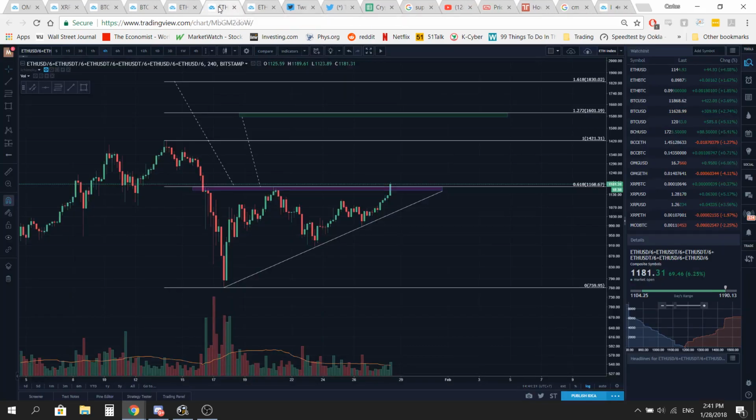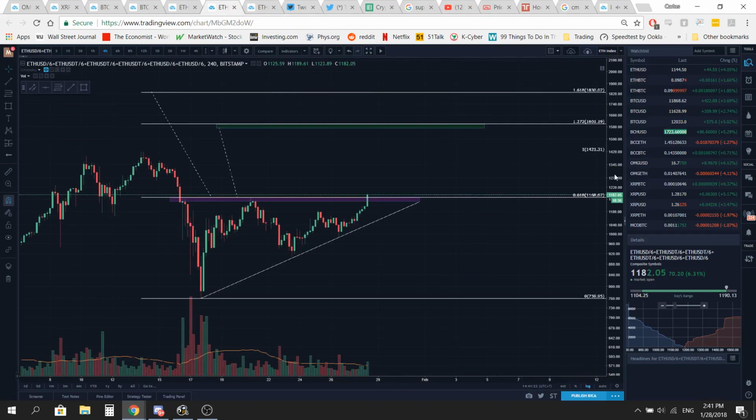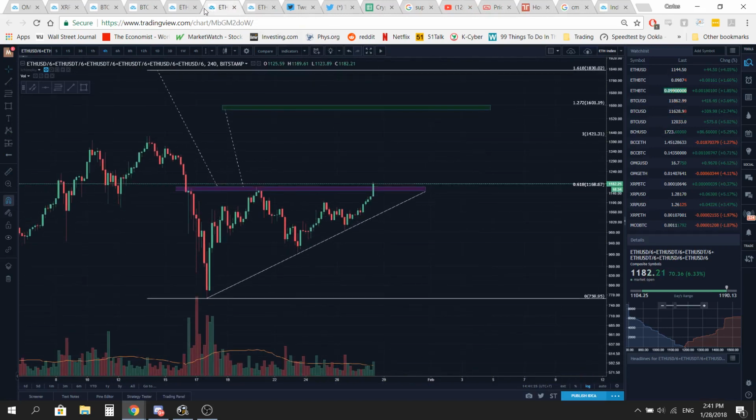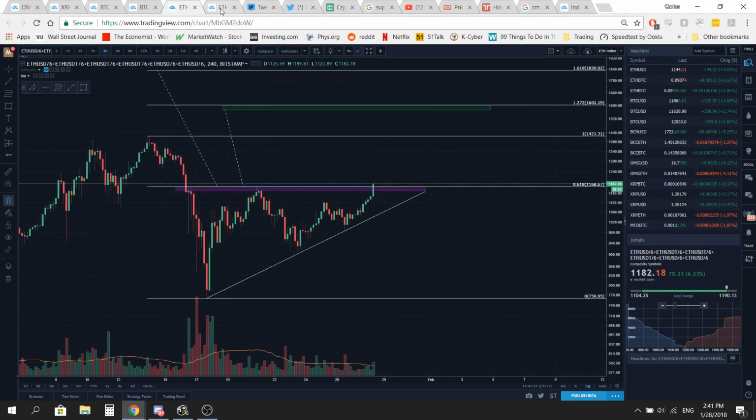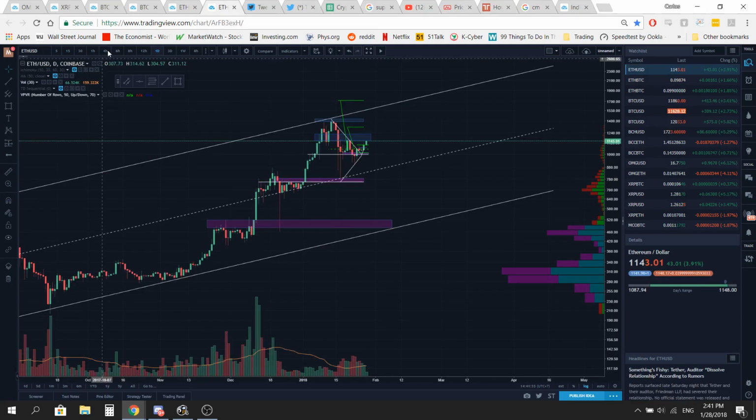Alright, so yeah, we drew our targets here. I'll have both of these charts up to keep an eye on what's going on with both of them here.